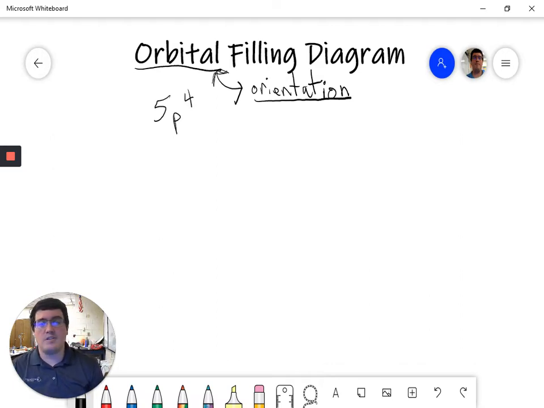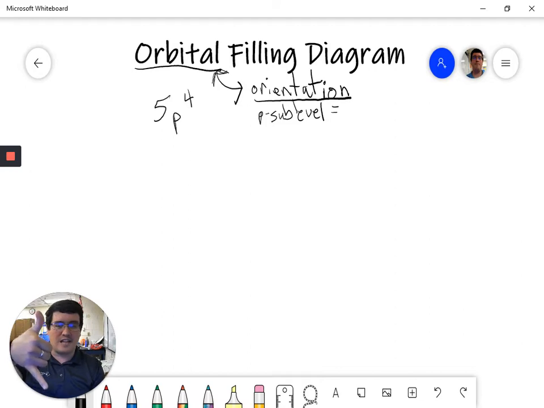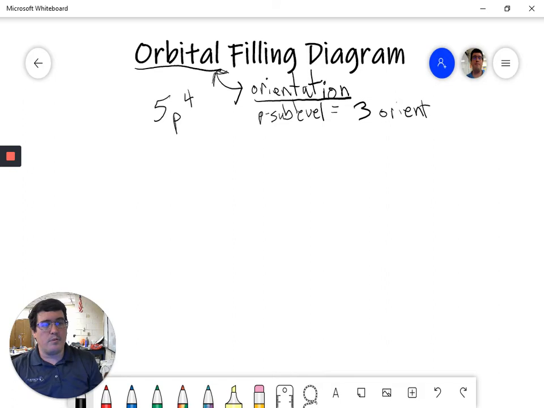So what I need to know is how many orientations can I expect for the P sublevel? If you look up the P sublevel in your notes, you should remember it's got that double drop shape, and its orientations are along each axis, the Z, X, and Y axes, so it has 3 orientations. So in this orbital filling diagram, there we go, 3 orientations.